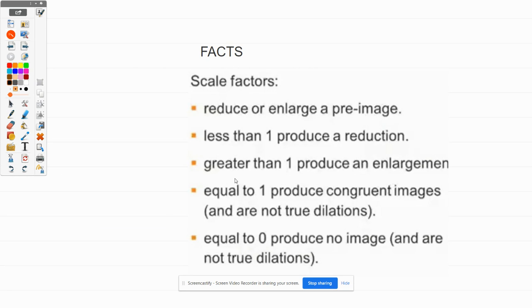Okay, here are some facts. Scale factors are the things that reduce or enlarge it. If it's less than 1, it's a reduction. If it's bigger than 1, it's an enlargement. And I actually forgot the T there, sorry. And if it equals 1, it's just the same thing. They're not truly dilations. It's basically just a congruent figure. And if it was equal to 0, there would be no dilation. It would not be K. So it has to be a number less than 1 and bigger than 0, or greater than 1.